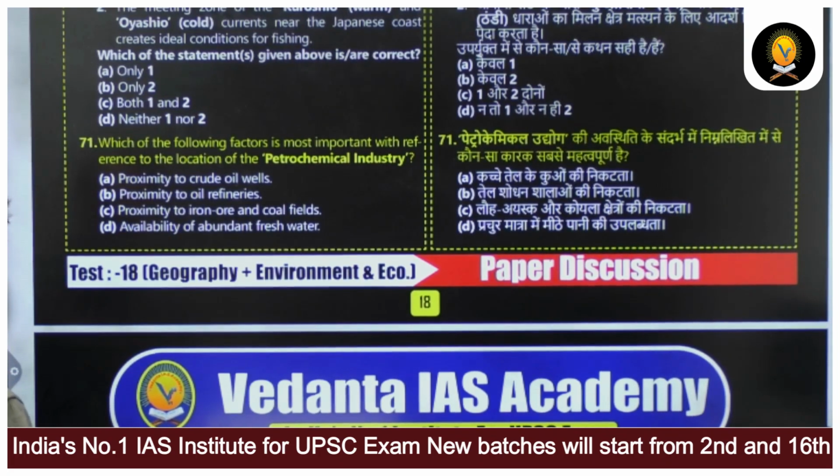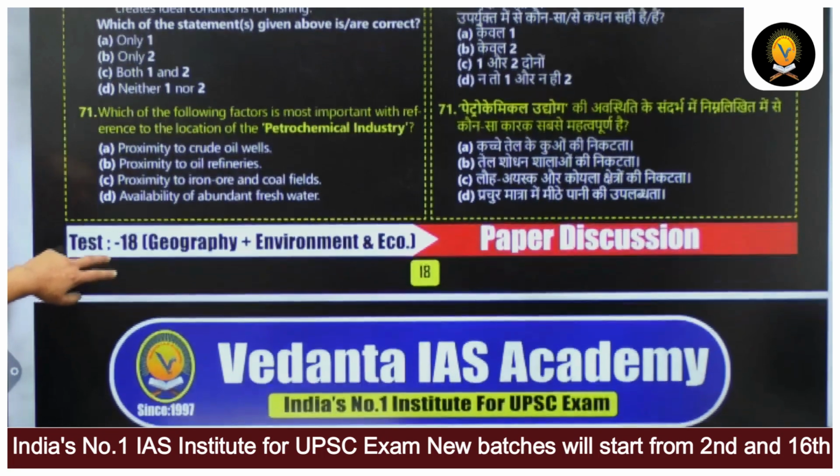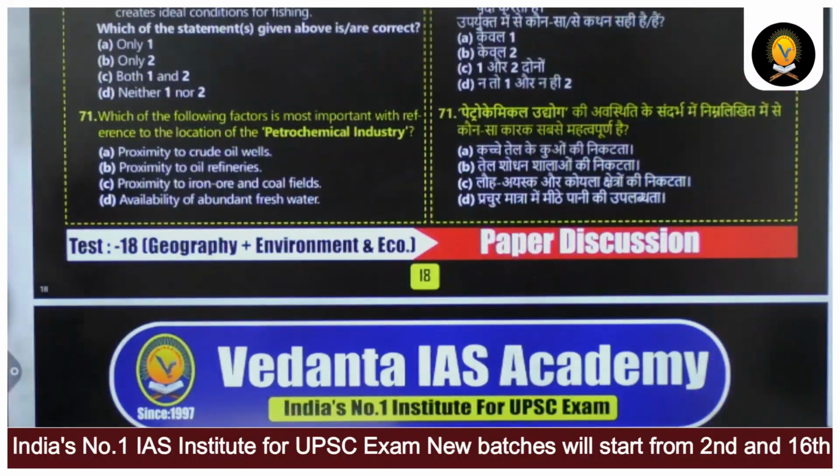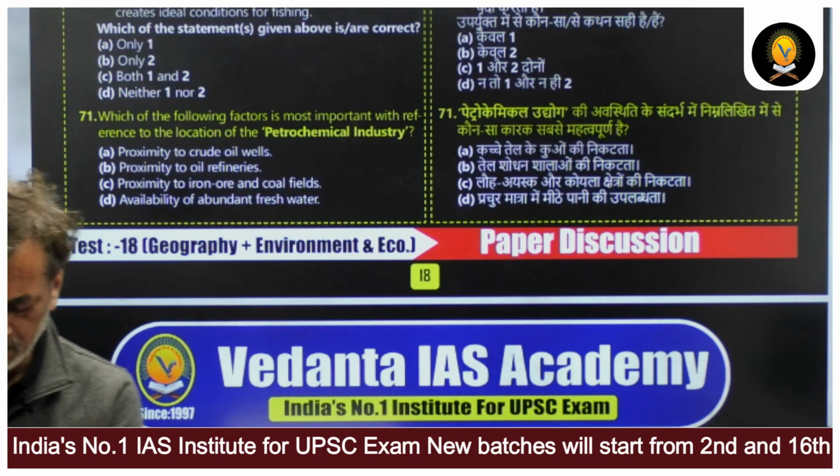Which of the following factors is most important with reference to the location of petrochemical industry? Proximity to the crude oil wells, correct. Proximity to oil refineries, petroleum industry, proximity to iron, no, availability of abundant fresh water, proximity to oil refineries. 71. So, answer is B.